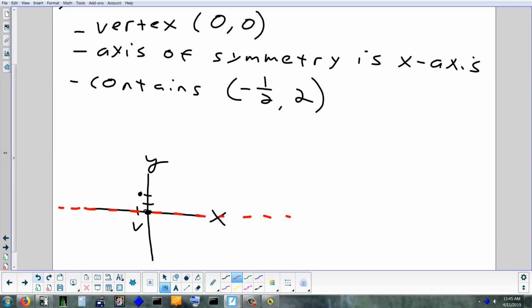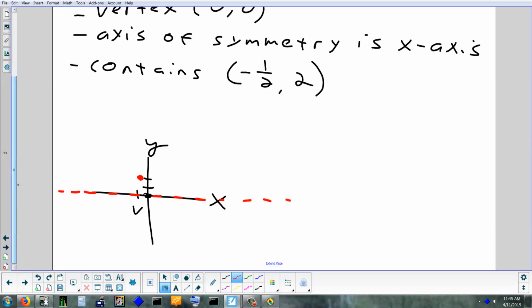But we know one other thing. The point -1/2, 2 is on the graph. So which way would the parabola have to open to go through that point? It would have to open left. If it opened right, it would never go through it. Okay, so it's got to open left. And that's the most important thing to figure out.